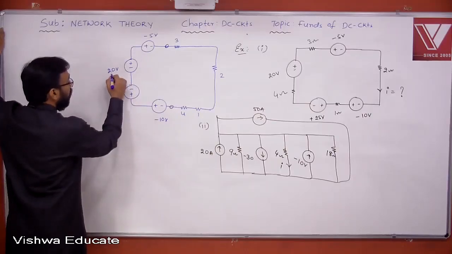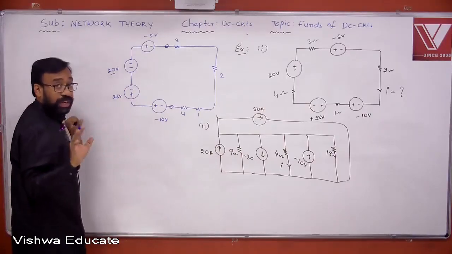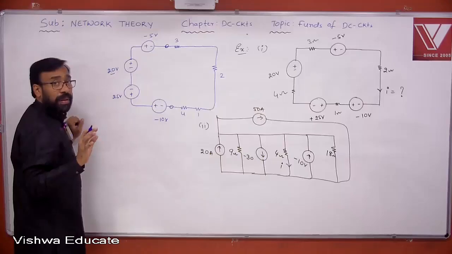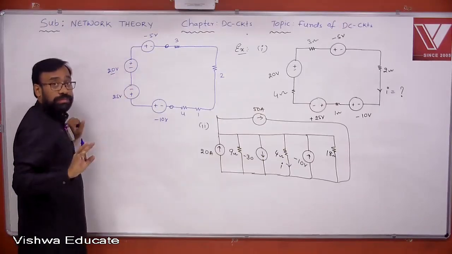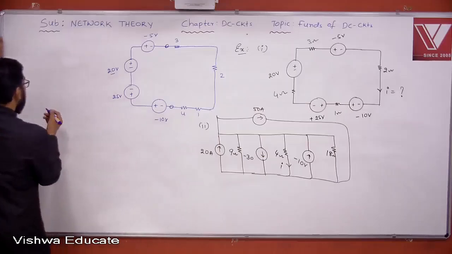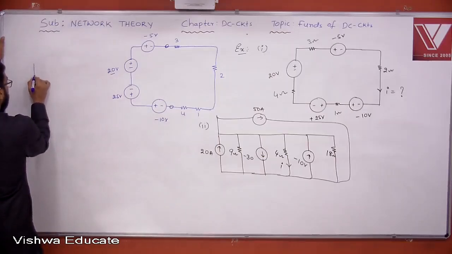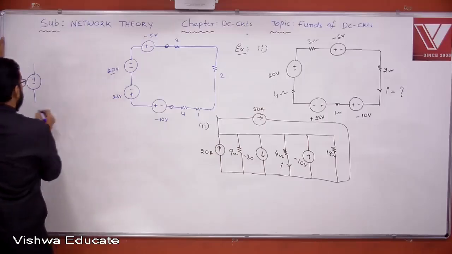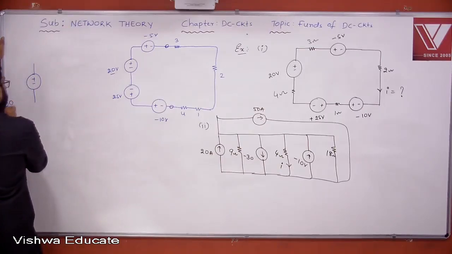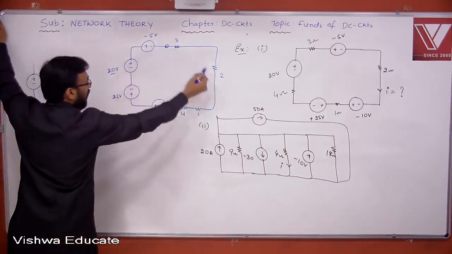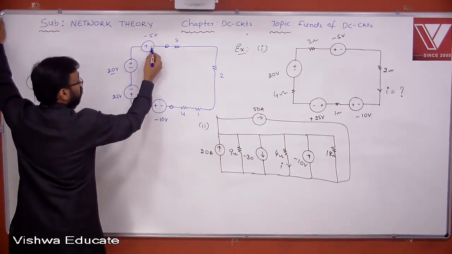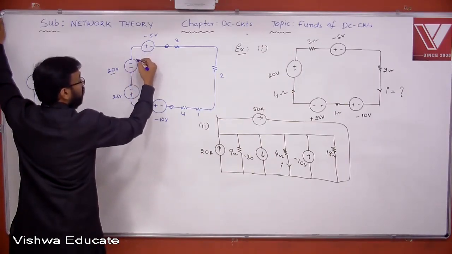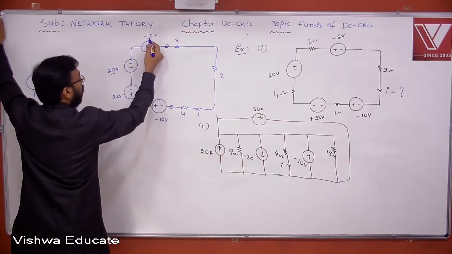For example, 20 is dominating, let us assume. Then what will happen? The resulting terminals will also become the same as the 20 volt source only, right? Now, if I take like that, I get something like this. 20 volts. Now, you just move in this direction. You will understand that. Now, minus to plus and plus to minus. That means they are having opposite polarities.